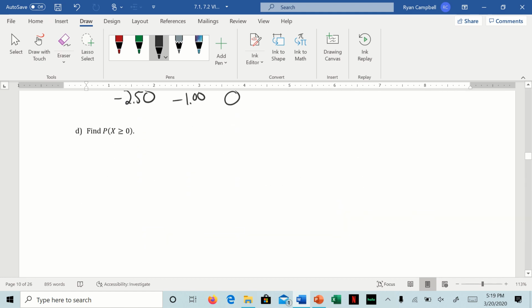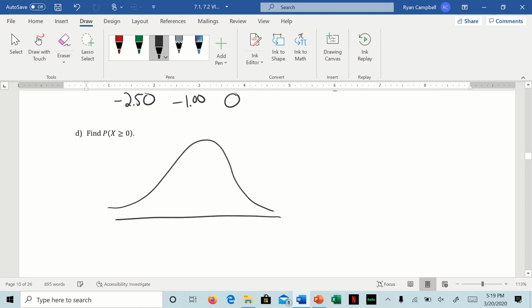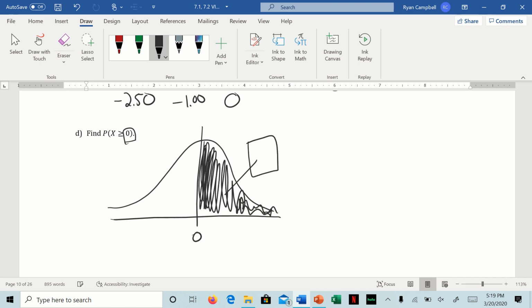All right, part D. Hopefully all these are doing okay. So, what's the probability that x is greater or equal to 0? So we get 0 right in the middle. So we want to shade everything. Our data value is 0, so cool, we already wrote that. Let's shade everything to the right because it's greater than or equal to. So this is what we want.